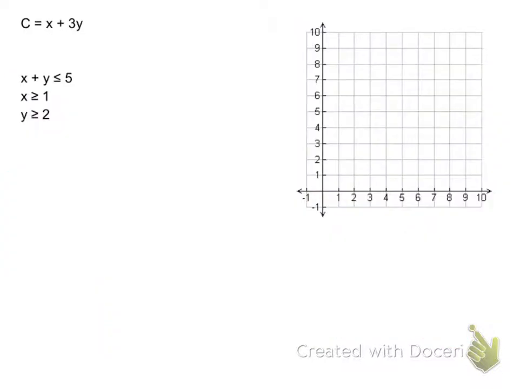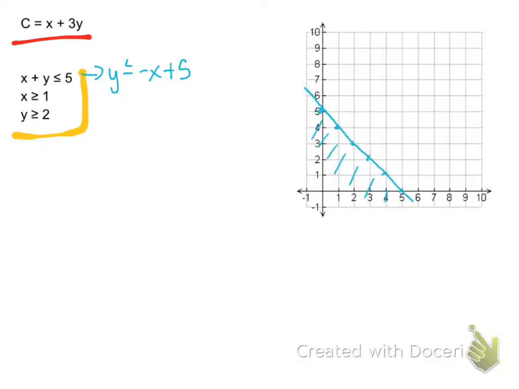Let's go ahead and do another example. Again, we're going to ignore this objective function for a minute, and the first thing that we need to do is graph our inequalities. So solving the first one for y, we get y is less than or equal to negative x plus 5. So we're going to graph that. And then we have x is greater than 1, so that's going to be a vertical line shaded to the right. And y is greater than 2, so that's going to be a horizontal line shaded above.